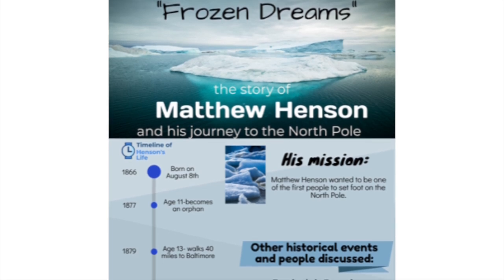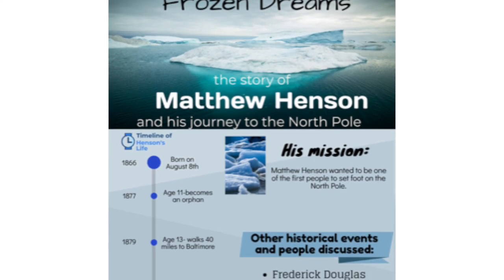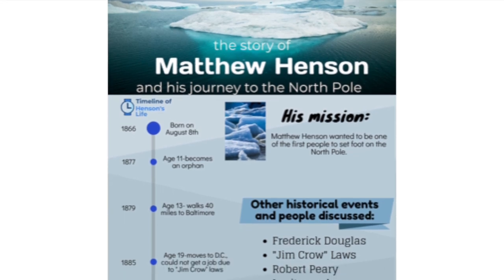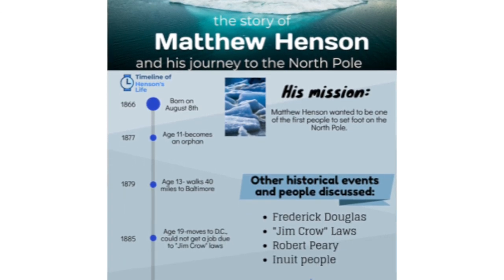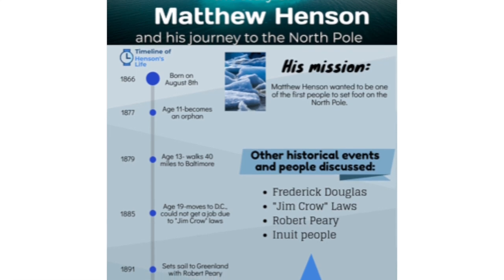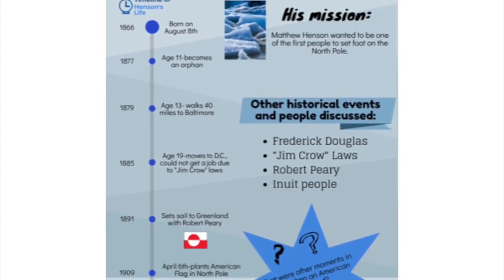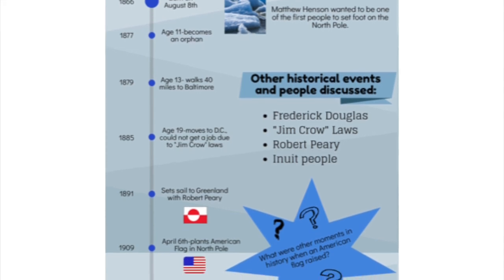Now that we read Frozen Dreams by Lauren Tarshis, we are going to look at this infographic. First, you will notice along the left side is the timeline of Matthew Henson's life. It includes major events and parts of his life that we talked about in the story. This relates directly to our sequence and order text structure.